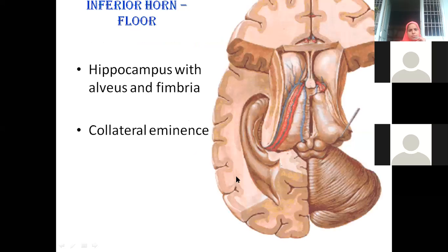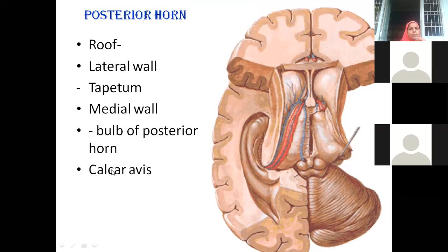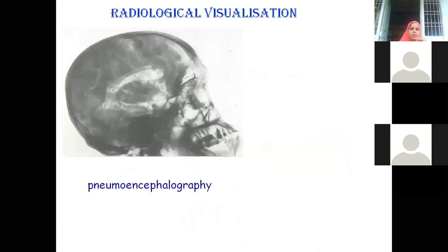So this picture is helping us to see where exactly we have the hippocampus, alveus, fimbria. I will show you again. So this is the collateral eminence. Already we have discussed. This is the radiographic picture.